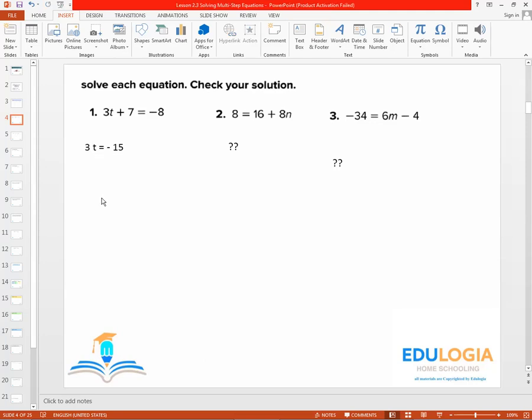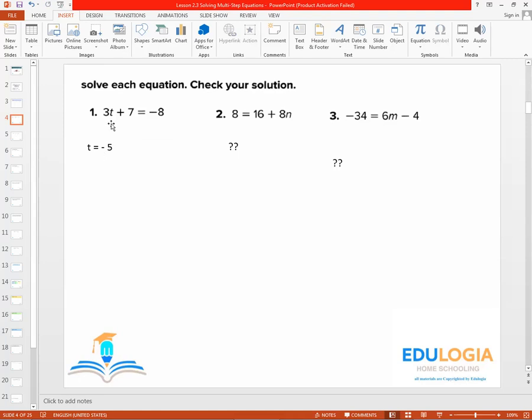On the left-hand side, we have 3t. What about dividing by 3? Divide by 3 here, we have t. Dividing by 3 here, we'll get negative 5. The solution is negative 5. Want to be sure? Go back above and make a substitution.